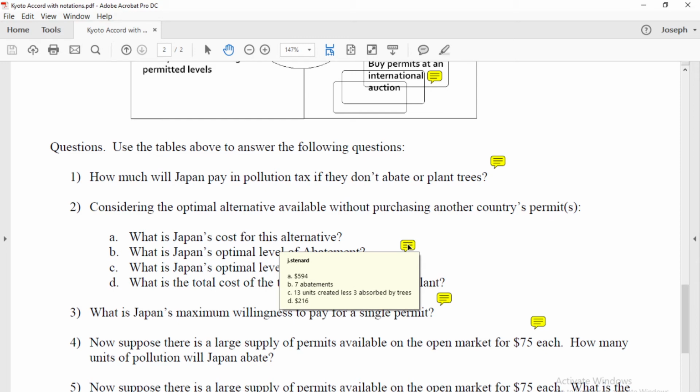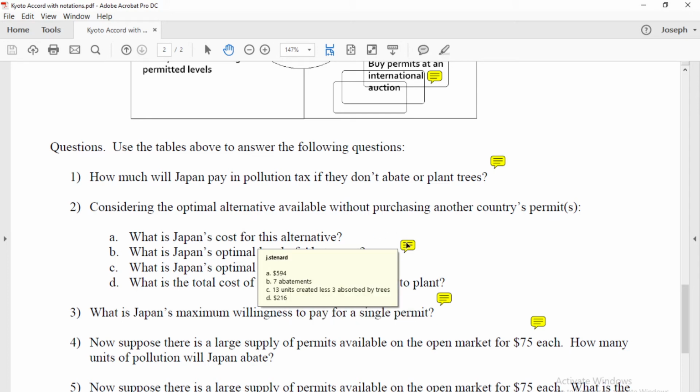That's the cost of 7 abatements and 3 trees. So what's Japan's optimal level of abatement? It is 7. So what does that mean Japan's optimal level of pollution is? Well, it must be that if they were making 20 and now they've abated 7, their optimal level of pollution is 13 units of pollution.